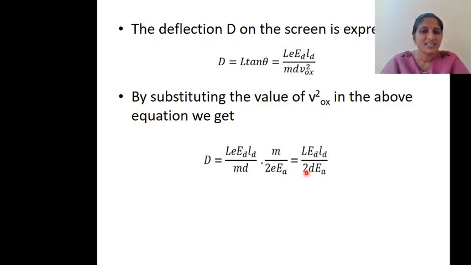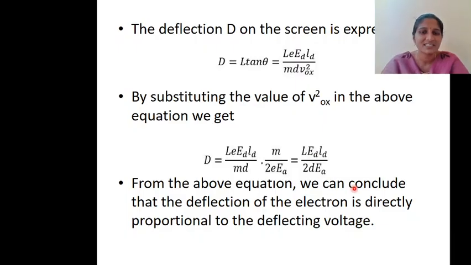From this equation you can say that deflection is directly proportional to E_d, since all the others are constants. From the above equation we can conclude that the deflection of the electron is directly proportional to the deflecting voltage. So if you increase the deflection voltage, then the deflection also increases. So this is about the deflection.